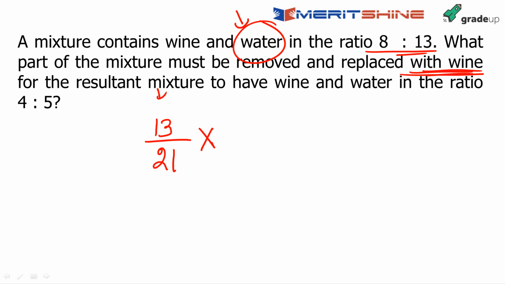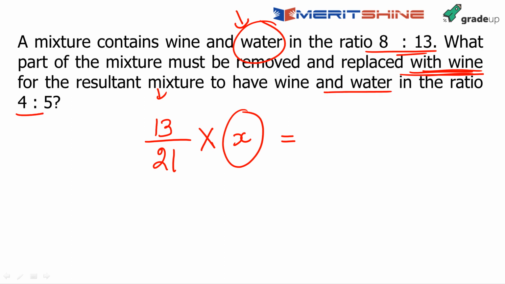Fine. When you replace it with some wine, the ratio becomes 4:5. So what you need to do here is calculate the proportion in which this concentration would go down. ये वही चीज है जो हम कर रहे थे. It's exactly the opposite of this thing. Now what is the final concentration? Just arrive at this. Wine and water are in the ratio of 4:5.